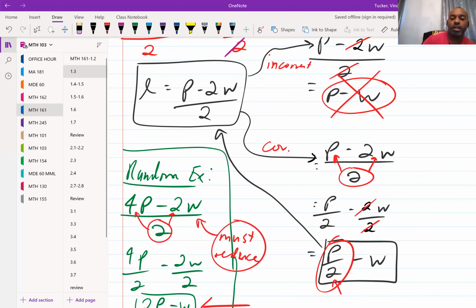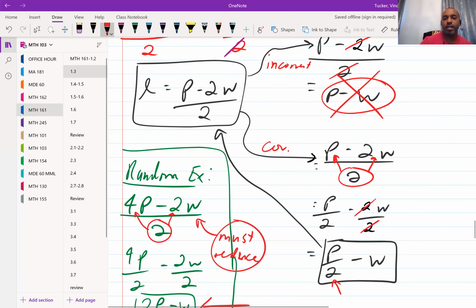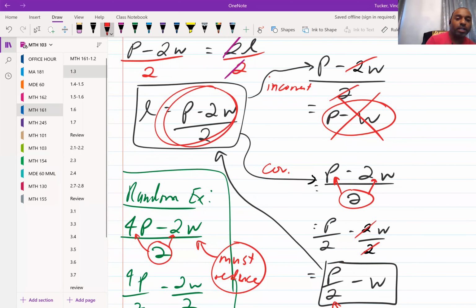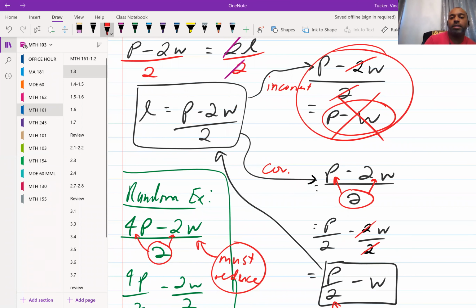Now, if there was a number sitting in front of P that allowed that 2 to cancel out, you are expected to do that. And we'll talk about that in a second over there in the green to the left. But I just want to make sure everybody had a chance to copy down the incorrect way and the correct way of reducing this expression. Once again, because the 2 could not divide evenly into both terms, you could leave it like this answer right here. But you cannot do this. You cannot just cancel out the 2 and leave yourself with P minus W.